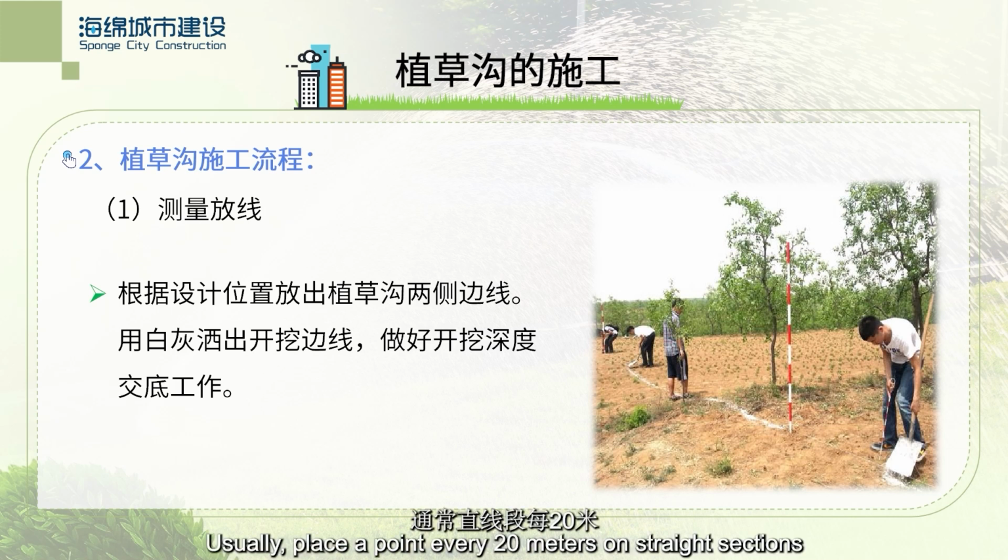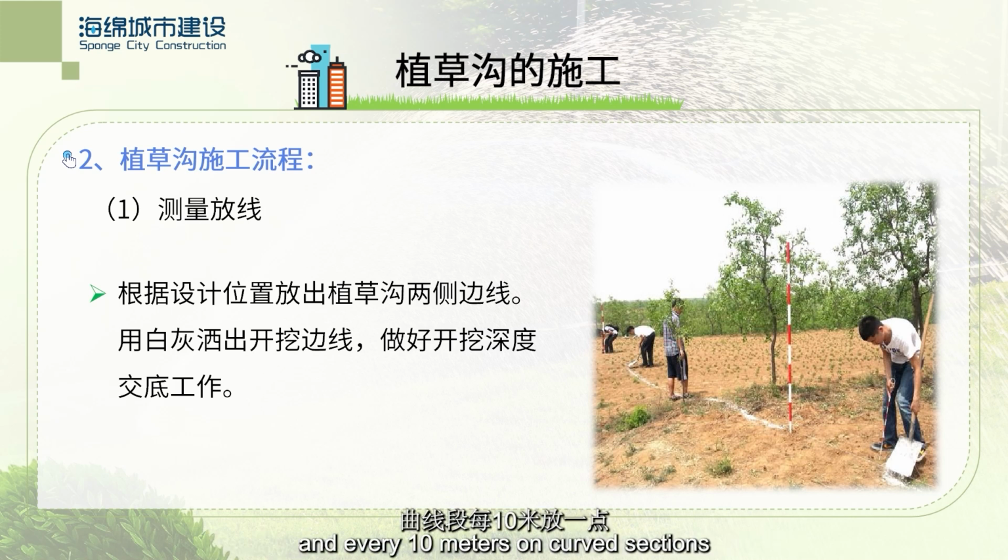Usually, place a point every 20 meters on straight sections and every 10 meters on curved sections. After marking, protect the control stakes. Set up guide stakes if necessary.